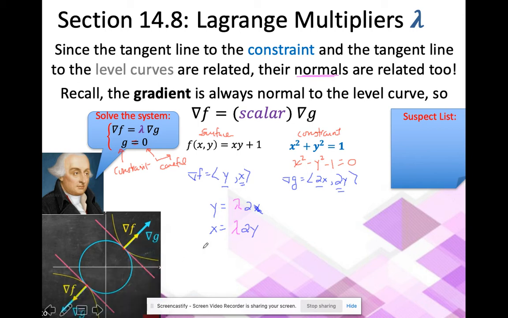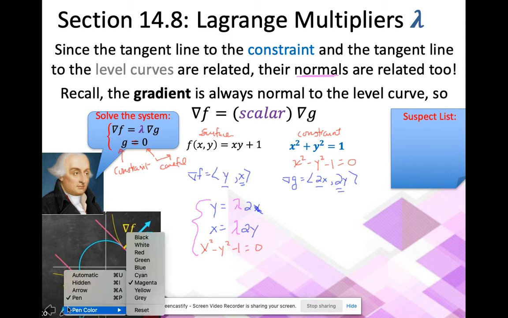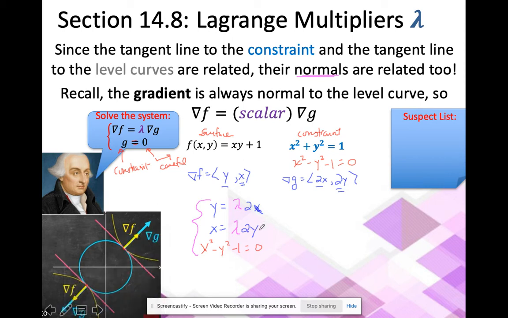And then don't forget your constraint. So I'm going to try to solve this system. The first two equations come from setting the gradients equal to one another with a scalar multiple. And the last one is my constraint set equal to 0. So this one algebraically isn't too bad. I'm just going to use some substitution. If y is equal to lambda 2x, but I have what x is equal to there, y is equal to lambda 2 times x, but x is lambda 2y.